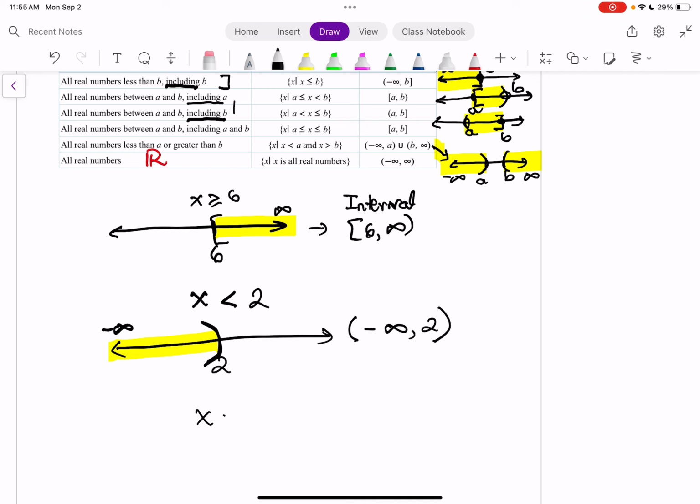Let's try the one that we had. I do not want 0. That means what? Here is 0, and I have to exclude 0. That means what? I'm looking at all the numbers up to 0, 0 not included, and all the numbers after 0, same thing, 0 not included. So because I'm not including 0 on either end, I have to put a parentheses at both those ends.